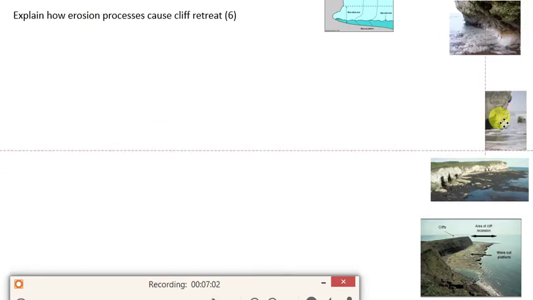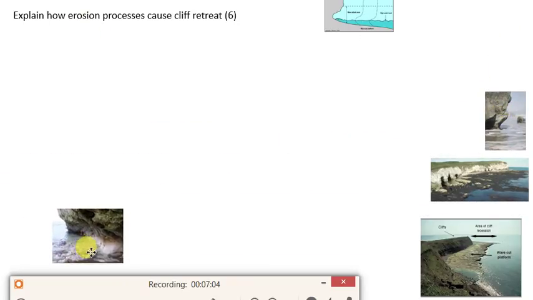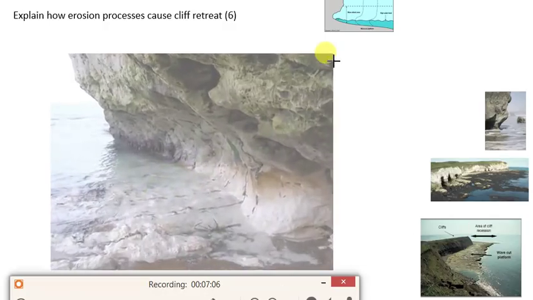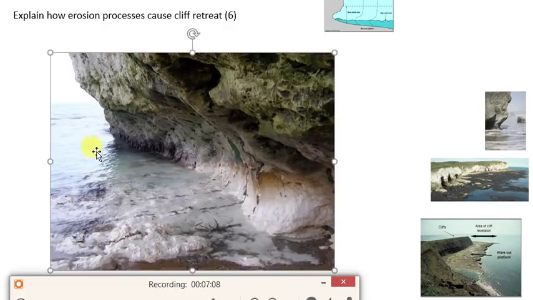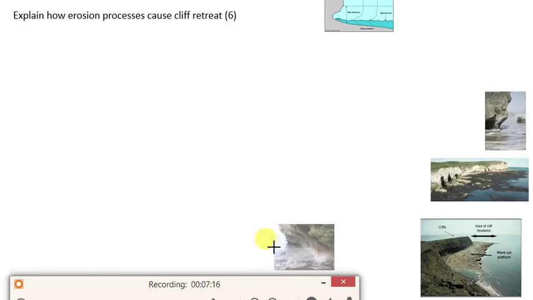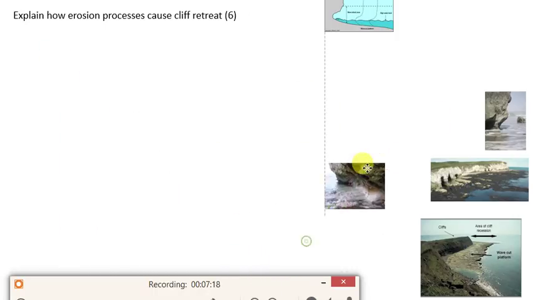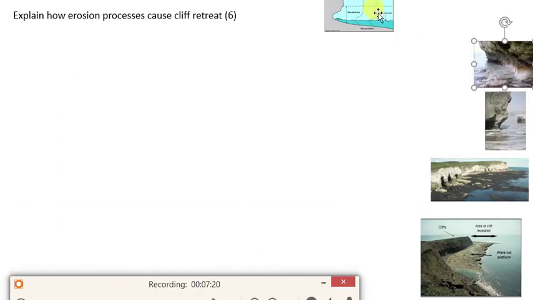And then we've got another one just here. Look, this is close up, so you can see a notch has been eroded away at the base of the cliff. So you should have an idea of what those two erosional features are.